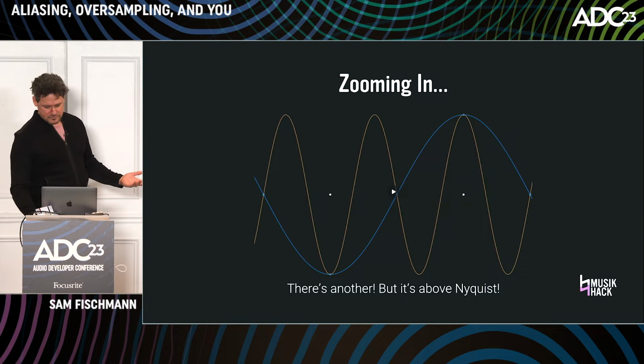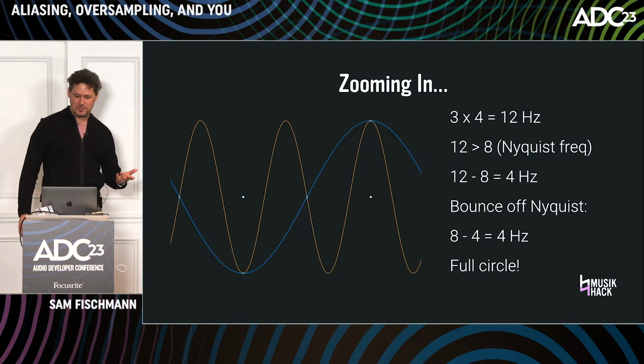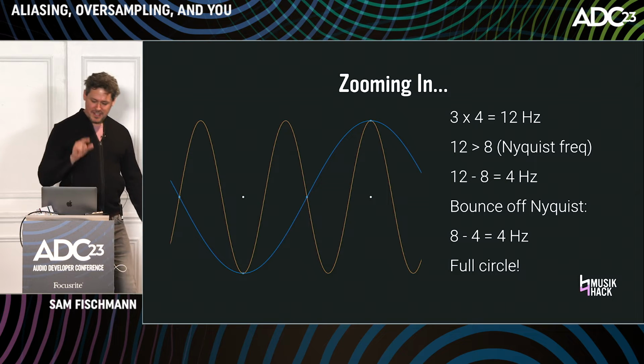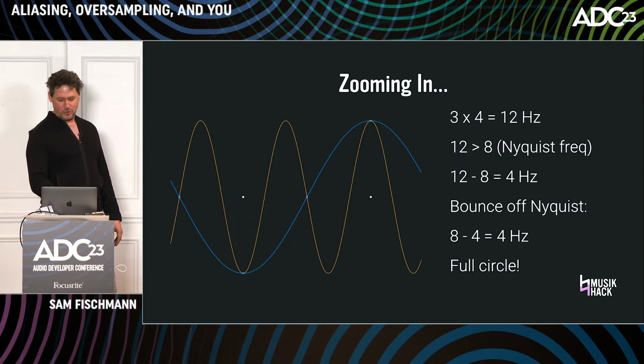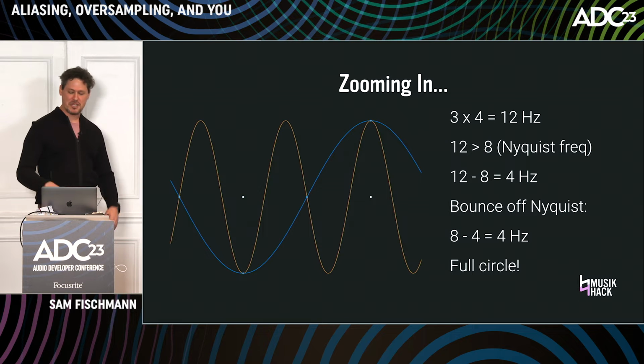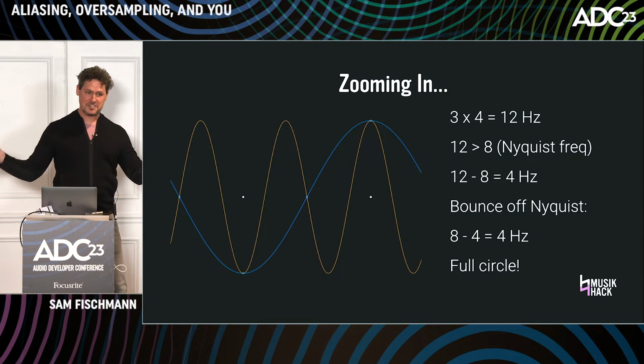Which is it? All right, I said no math, but we'll do a little bit of math here real quick. Let's just count. There's 1 blue cycle and there's 3 orange cycles, right? That's cool. 3 times 4 is 12 hertz. So if we had 4 hertz and 12 hertz, everyone in agreement with that?